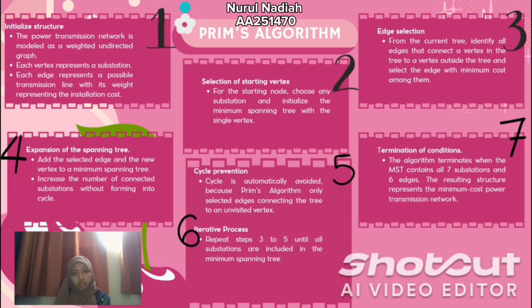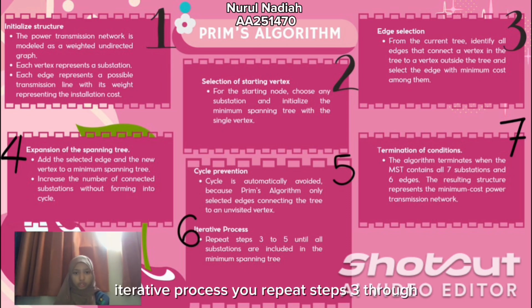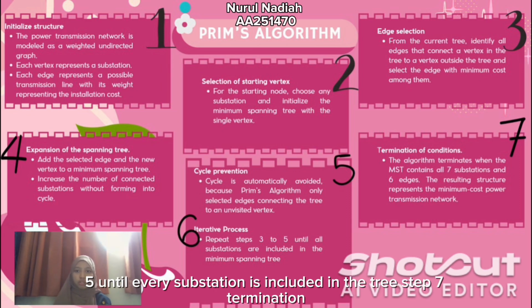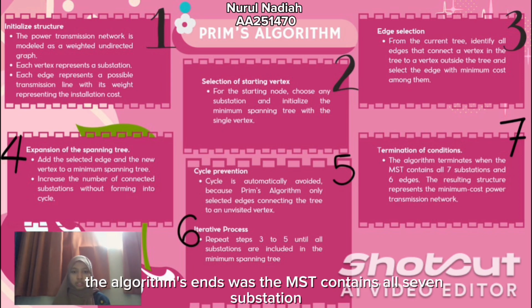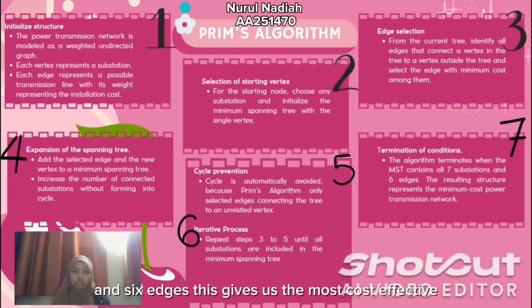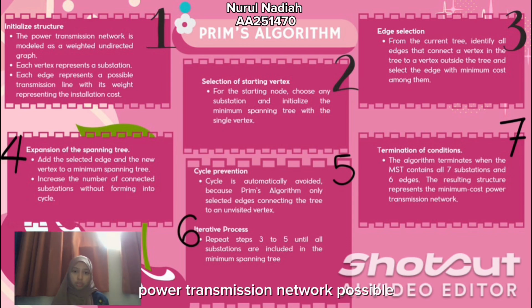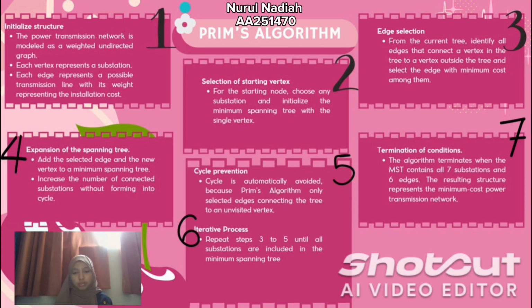Step 6. Iterative process. We repeat steps 3 through 5 until every substation is included in the tree. Step 7. Termination. The algorithm ends once the MST contains all 7 substations and 6 edges. This gives us the most cost-effective power transmission network possible.